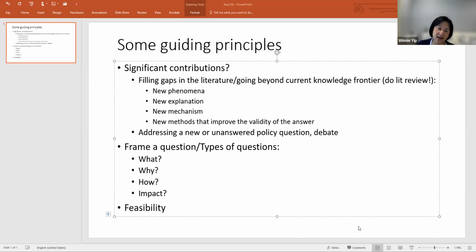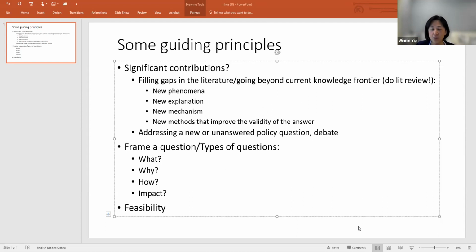My last set of principle, which is what Bruce has already touched on, is really feasibility. And sometimes you might have a dream question, sometimes you might have such a huge big question, but it's not feasible.